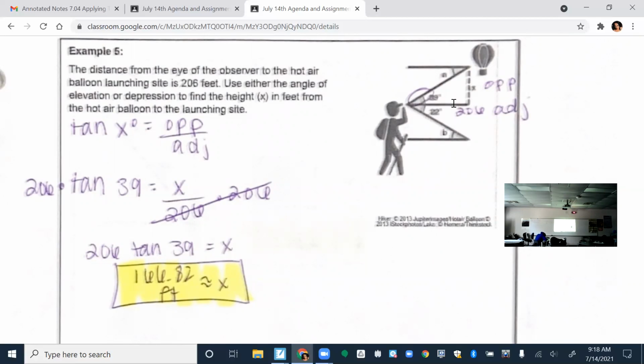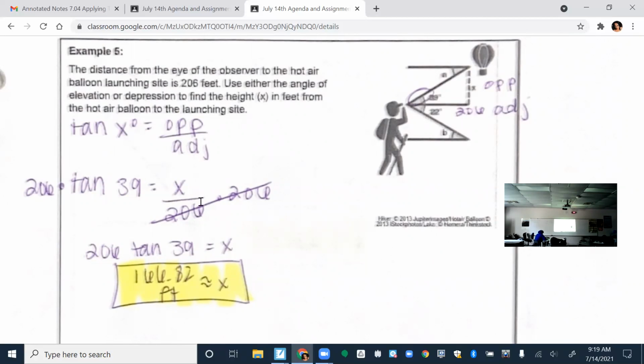All right, and then you're using the angle of elevation or depression to find the height x in feet from the hot air balloon. So we're using this angle, which is 39 degrees. From that angle, you label your sides. So you should have labeled this side as your opposite and this side down here as your adjacent. And since opposite and adjacent goes with the tangent function, you're using the tangent function. Make sense?